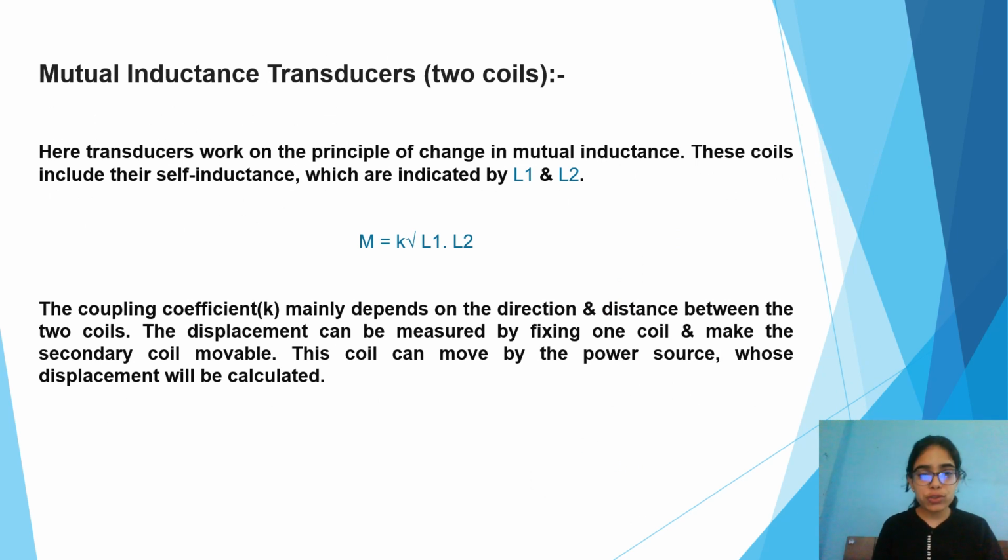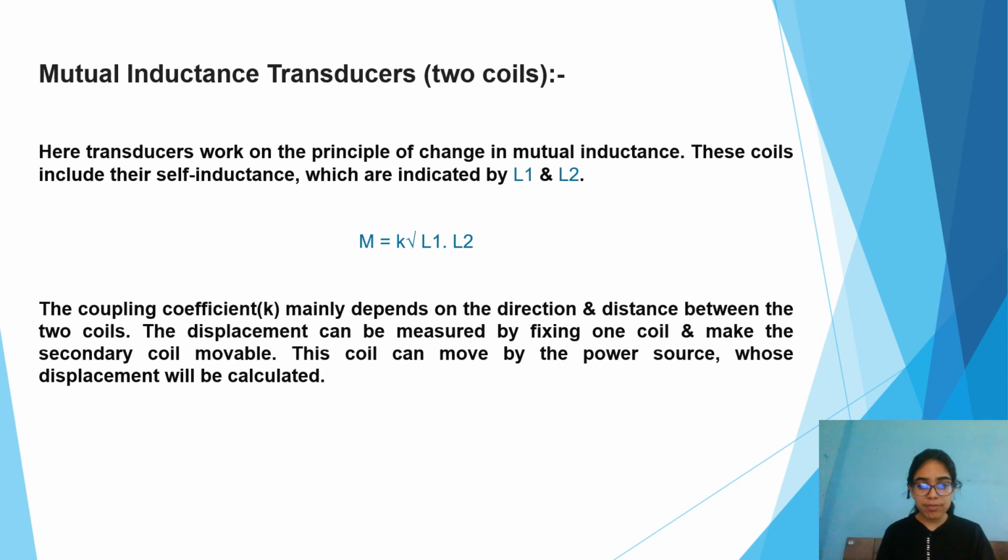And second is the mutual inductance transducer. Here transducers work on the principle of changing mutual inductance. These coils have their self-inductances, indicated by L1 and L2, and then mutual inductance can be calculated as M = K root over L1 into L2. Here K is called the coupling coefficient, which mainly depends on direction and distance between the coils.